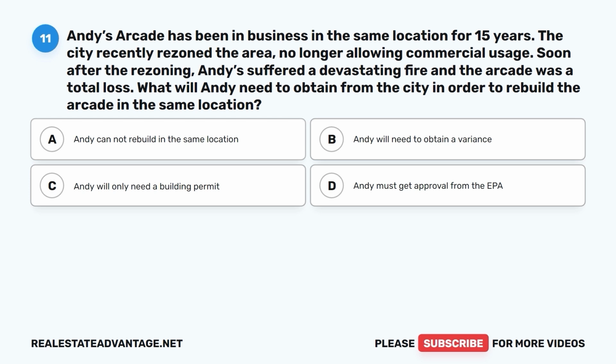Question 11. Andy's Arcade has been in business in the same location for 15 years. The city recently rezoned the area, no longer allowing commercial usage. Soon after the rezoning, Andy's suffered a devastating fire and the arcade was a total loss.